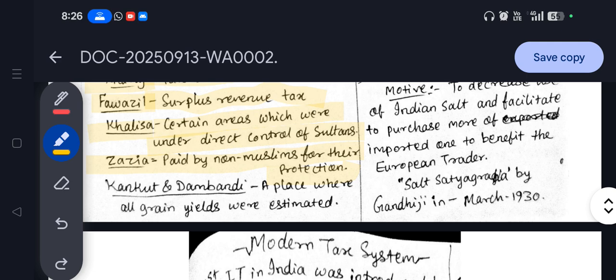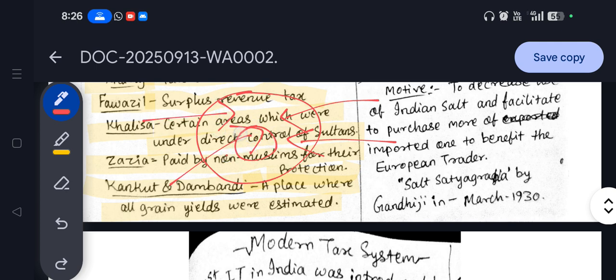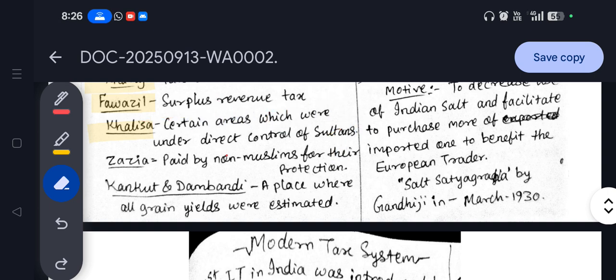The another type of tax is Kankut and Dambandi, a place where all grain yields were estimated. So this was the place, Kankut and Dambandi. It was a place where all the farmers, they used to deposit their food grains, right, whatever they have grown, and accordingly, this is the place where they used to fix a price for it, and as per the sales, as per the income revenue generated, there was a tax collection from the farmers. So that type of place where all the food grains and etc has been kept and stored and then decided for the tax purpose is known as a Kankut and Dambandi.